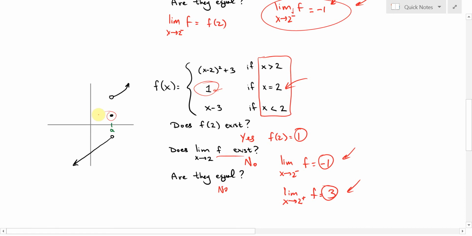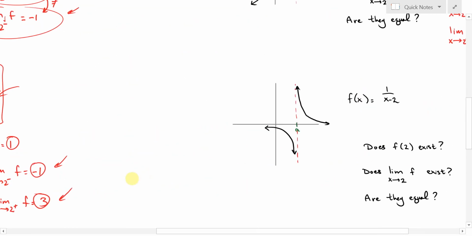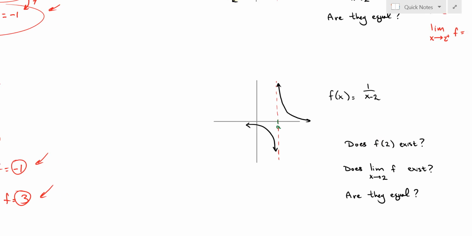Now let's take a look at what happens if we have potentially infinite limits, these kind of asymptotes. Let me switch colors to blue.